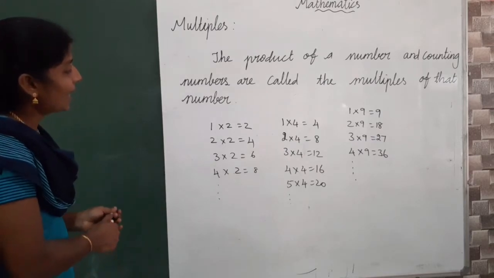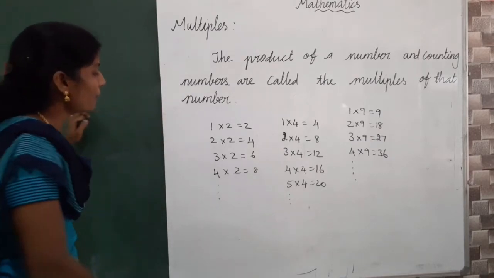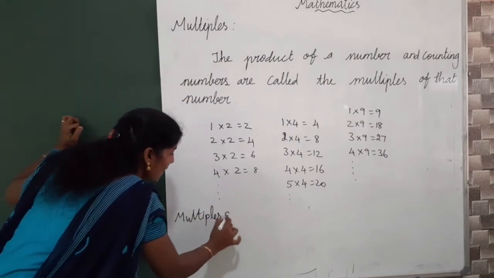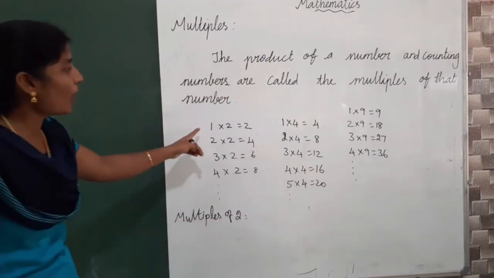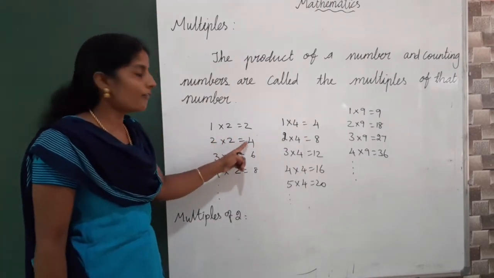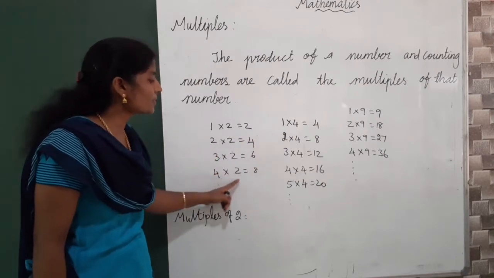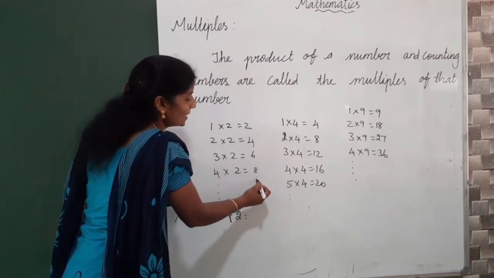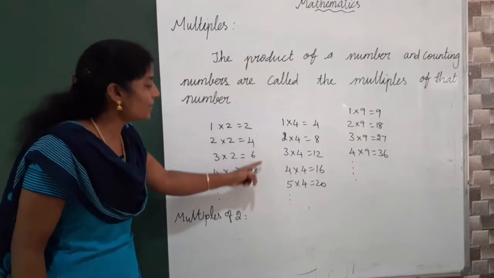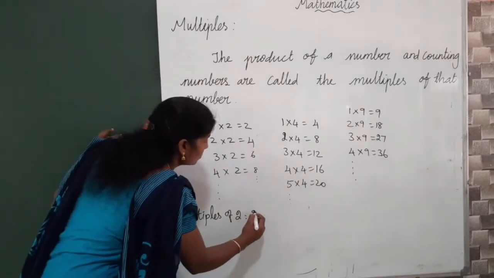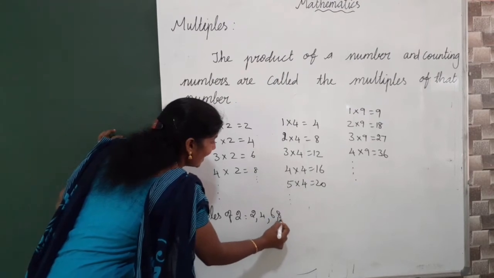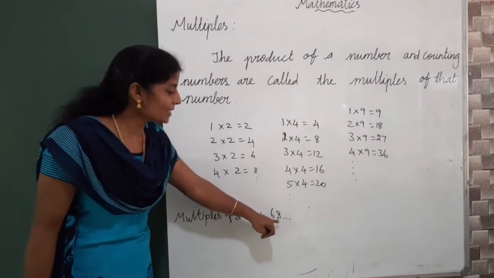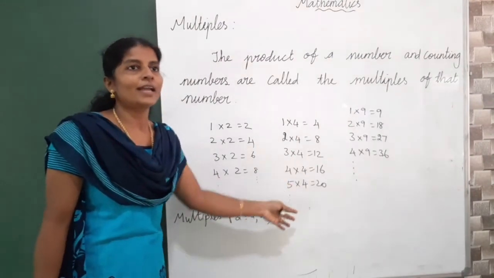Now listen. Here, multiples of 2. Now here 1 into 2 is 2, 2 2s are 4, 3 2s are 6, 4 2s are 8. So 2, 4, 6, 8, etc. These are all multiples of 2. So multiples of 2 is equal to 2, 4, 6, 8, then 10, 12, etc.